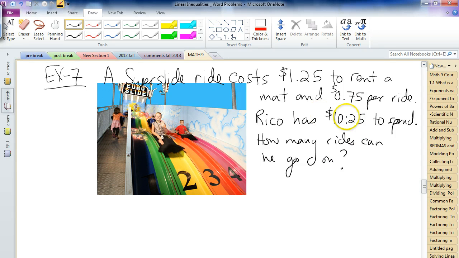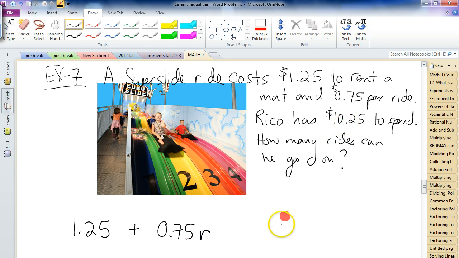Okay, so we have to turn this into an inequality: his costs compared to what he has. His costs are $1.25 to rent the mat, a flat fee, and per ride is 75 cents. So that means 0.75 multiplied by the number of rides he goes on. One ride, 75 cents. Two rides is 2 times that, $1.50, and it goes on and on. So we're going to put a variable here. Number of rides is what we're looking for. So R for rides, sure, why not?